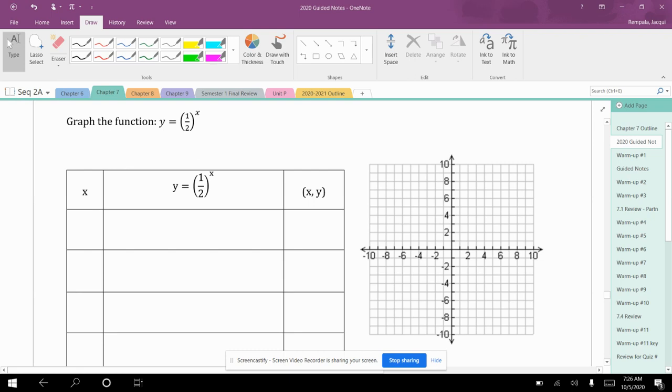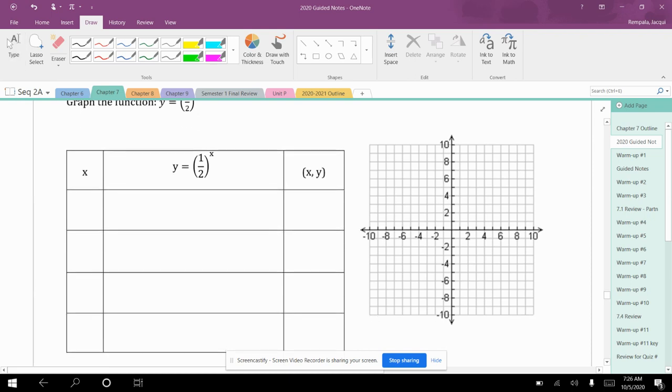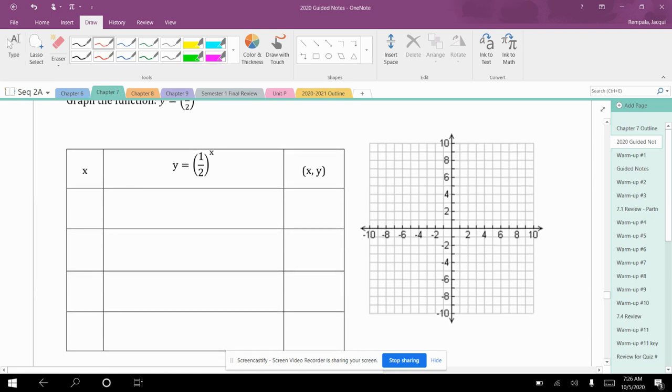We're going to graph the function y equals 1/2 to the power of x. So once again, we want to pick some numbers that are surrounding 0 to be used as the exponents. Okay, this time I'll pick a couple more negative numbers, but I've got 0, and I'm picking numbers surrounding 0. So I'm going to do -2, -1, 0, and 1.